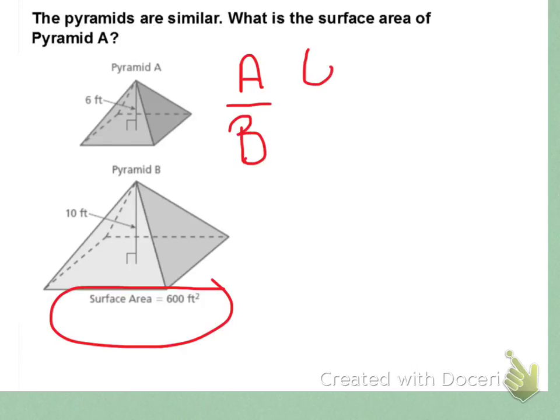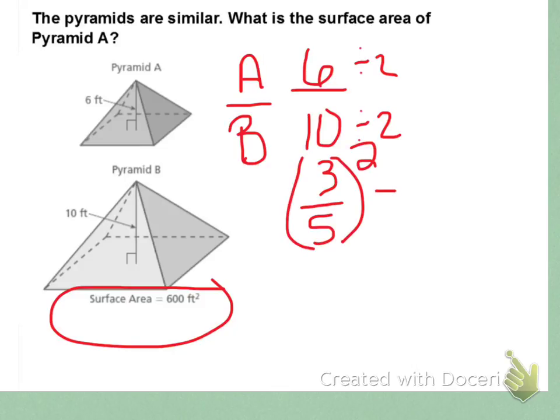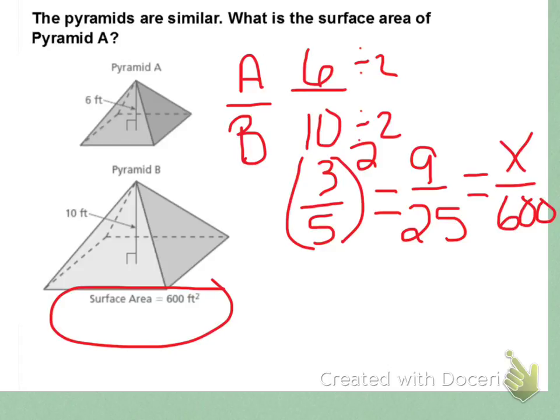So pyramid A, the height is 6 feet, and pyramid B, the height is 10 feet. So remember, we want to simplify and then square it. So we're going to simplify 6/10 to 3/5. Then we're going to square it. So it's 9/25. We don't know the surface area of pyramid A, so that's where our variable goes, and the surface area of B is 600.